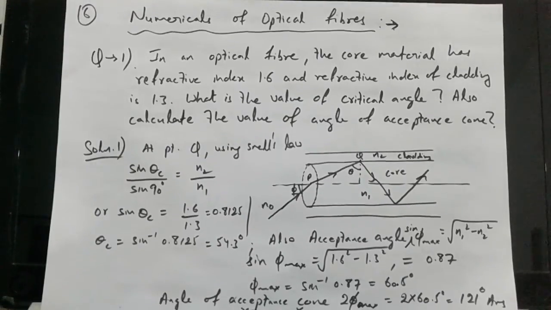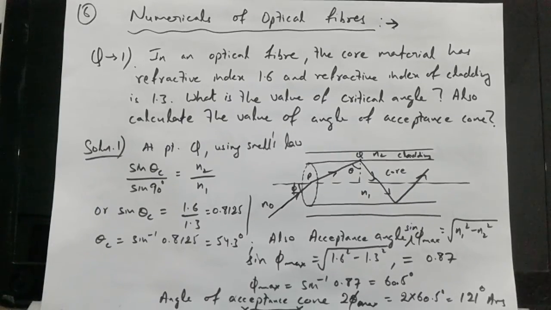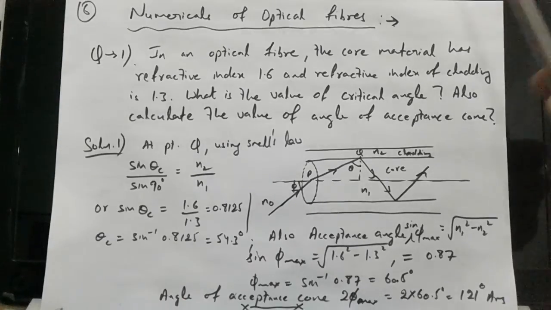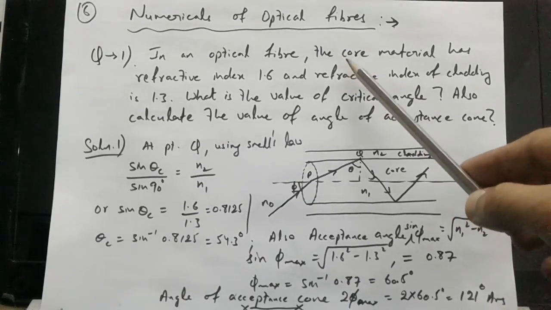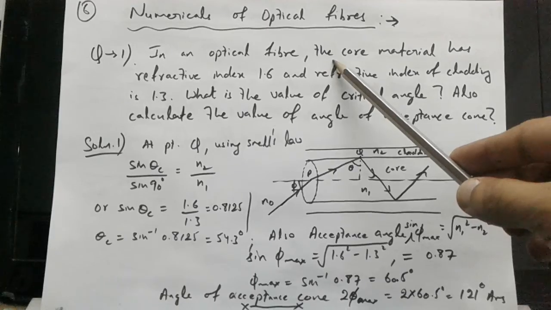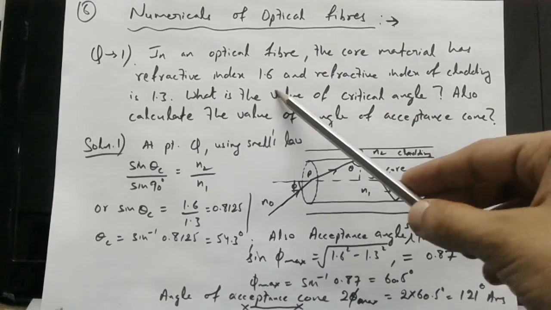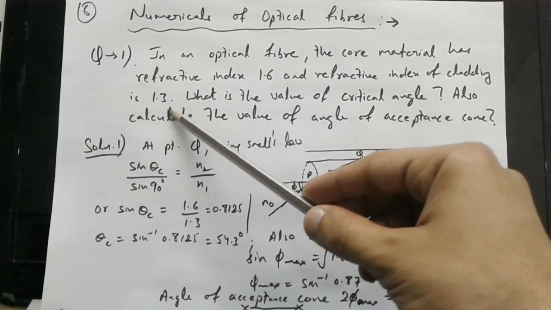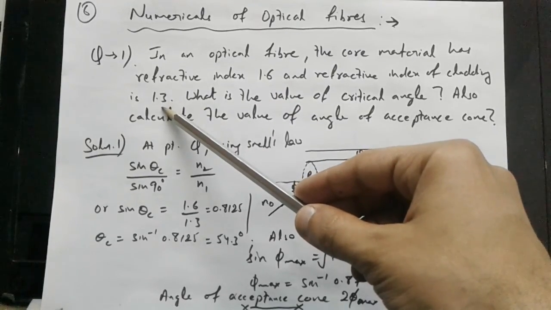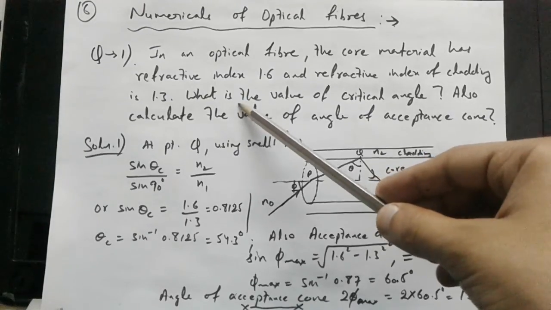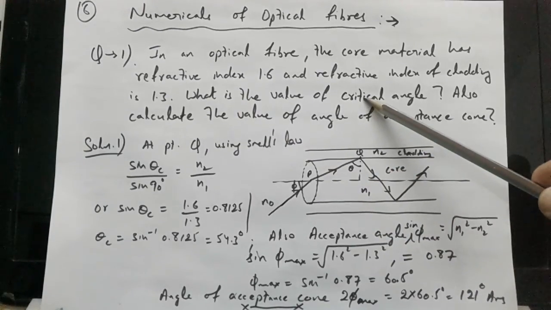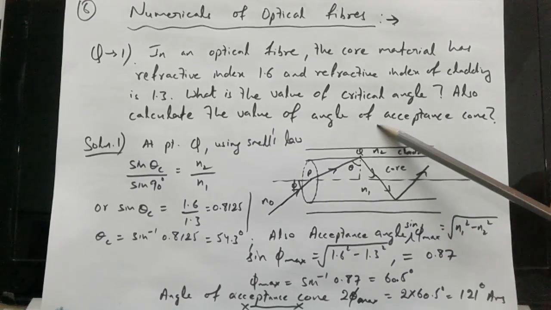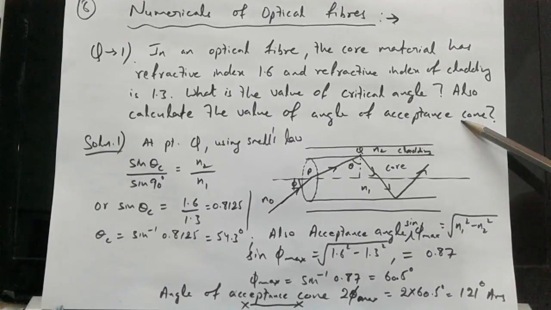Now we will see one example. Here you can see we have optical fiber whose core has refractive index 1.6 and cladding has refractive index 1.3. Now you have to find the value of the critical angle and also calculate the value of the angle of acceptance cone.